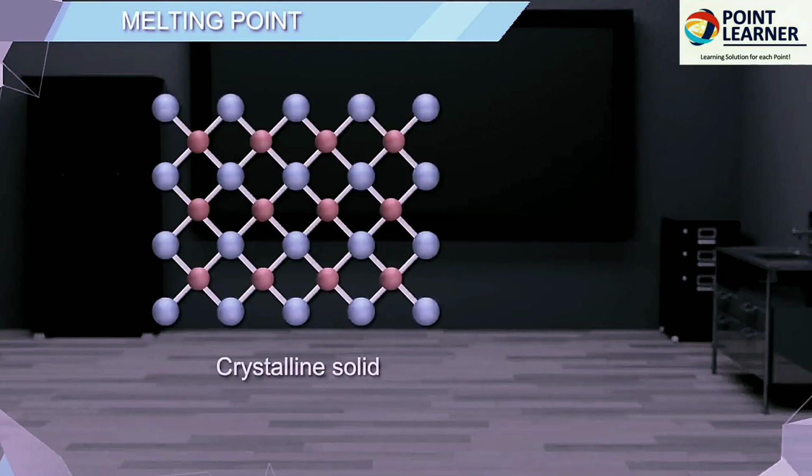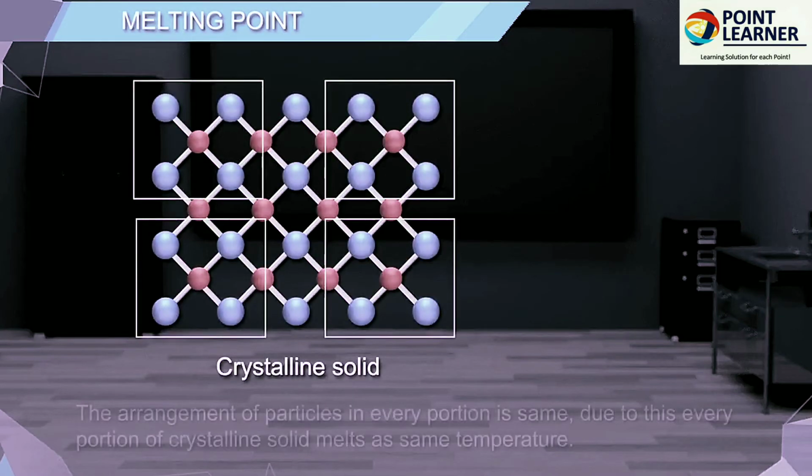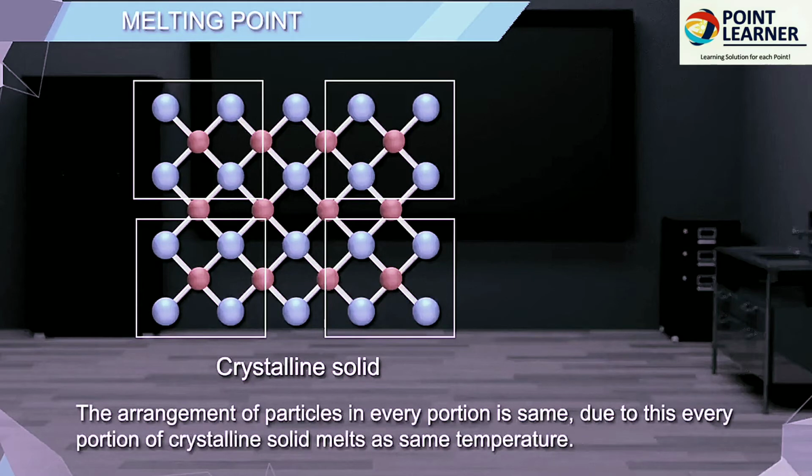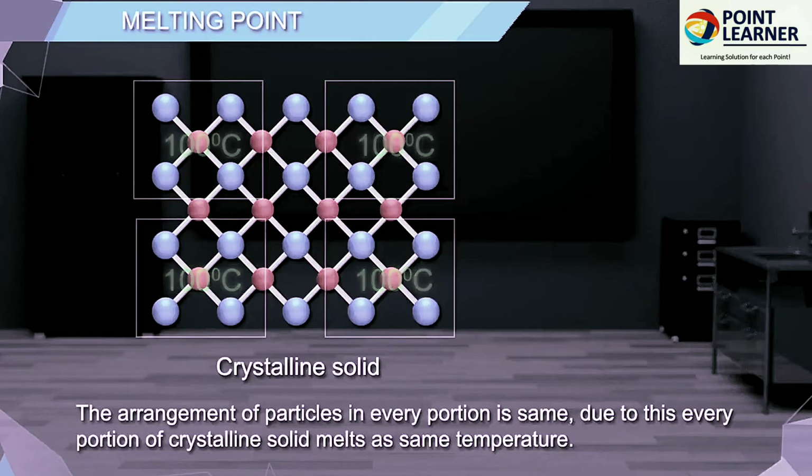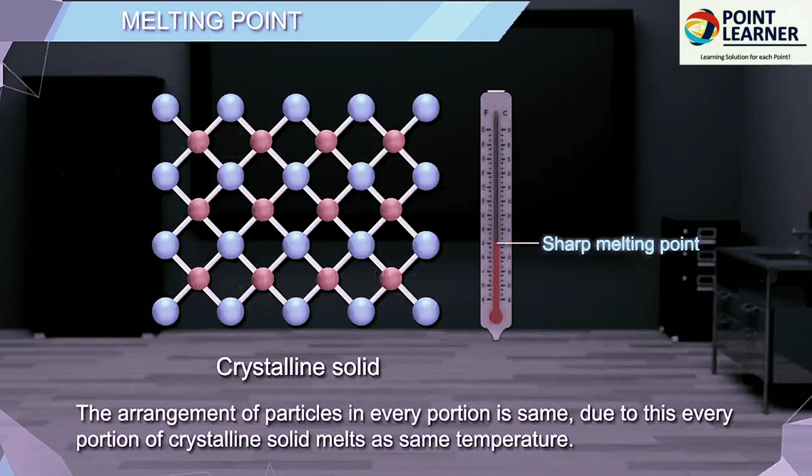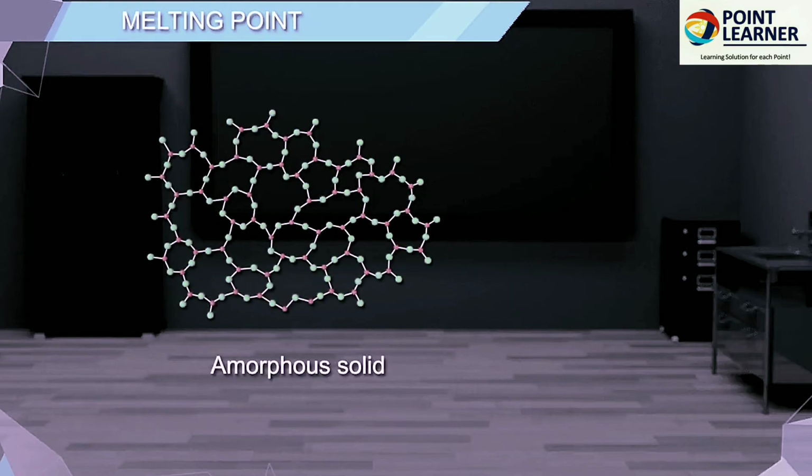The first difference is melting point. In a crystalline solid, the arrangement of particles in every portion is the same. Due to this, every portion of a crystalline solid melts at the same temperature. Therefore, crystalline solids have a sharp melting point.